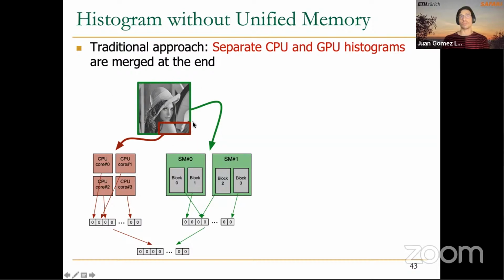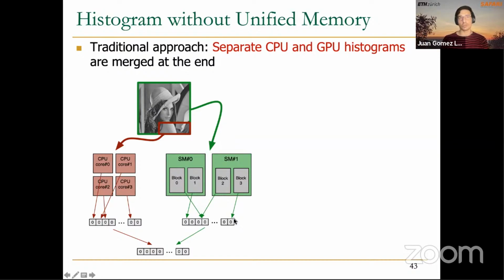We can consider an input image like this and a system where we have several CPU cores and also several GPU cores as well. And what we do is statically partitioning the image depending on how powerful each of the devices is. So here we assign this chunk of the image to the CPU cores and this bigger chunk of the image to the GPU cores. And because they operate independently from each other, we need to have separate histograms as well. One subhistogram for the CPU cores, one subhistogram for the GPU cores.